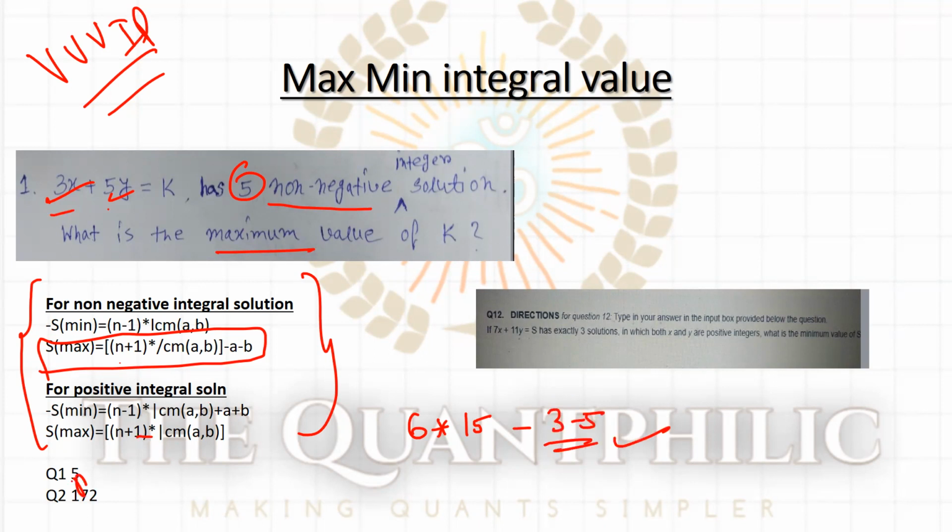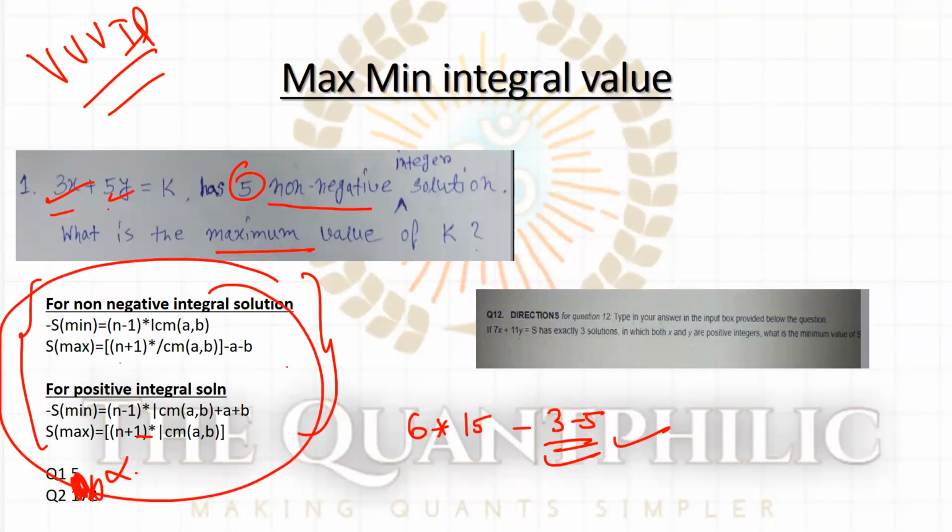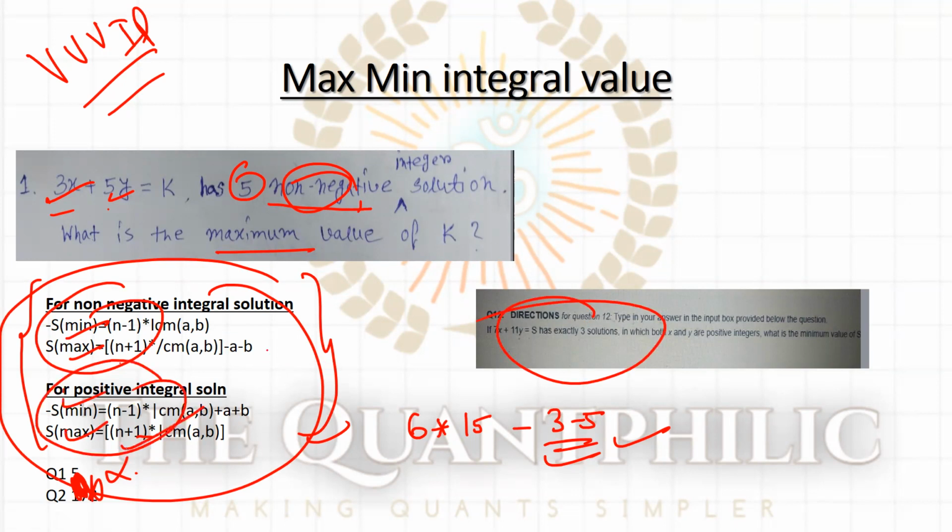I think these are wrong answers, ignore this. Or am I making a mistake? Whatever it be, you just remember these formulas. Since non-negative is given, apply these formulas to find maximum and minimum. If the question is positive, then you have to apply the corresponding minimum and maximum formulas. That's it, hope it is clear.